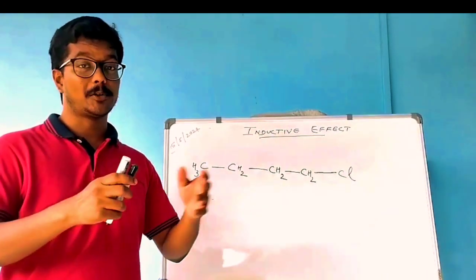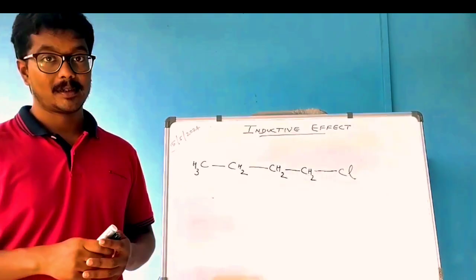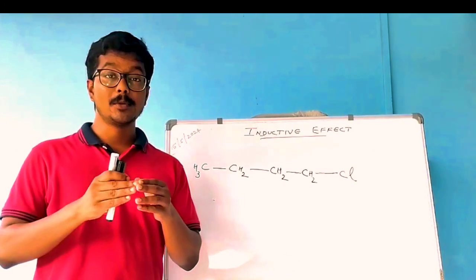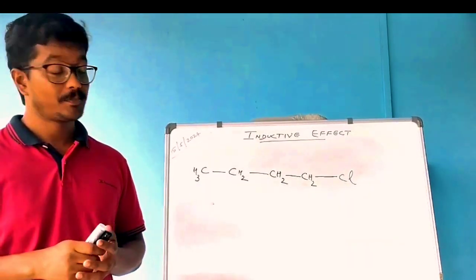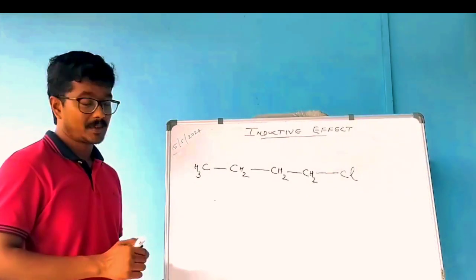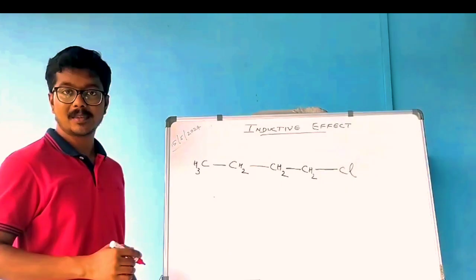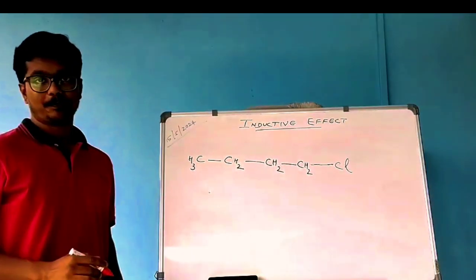Before moving to the main topic, we must know the concept of covalent bond. What is a covalent bond? A covalent bond is formed by the mutual sharing of electrons between two adjacent atoms. Let us consider this example. Here, the covalent bond between two carbon atoms is observed. Covalent bond between carbon and chlorine is there.